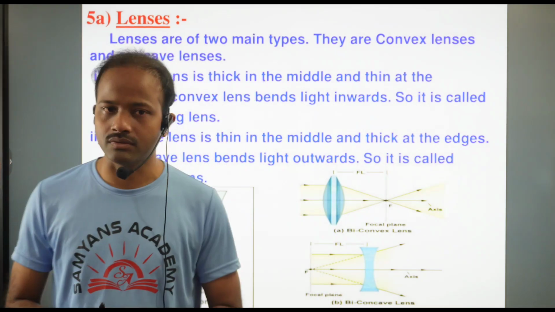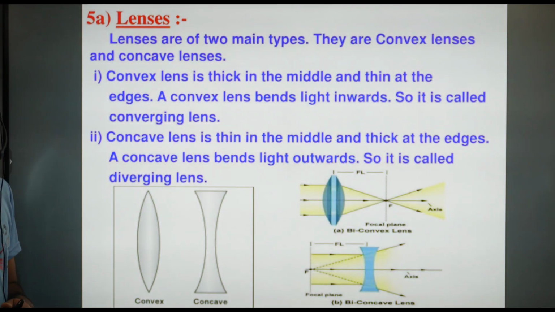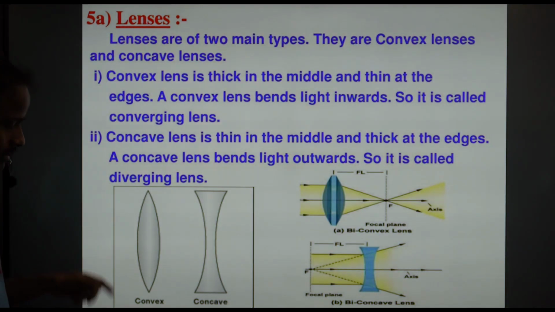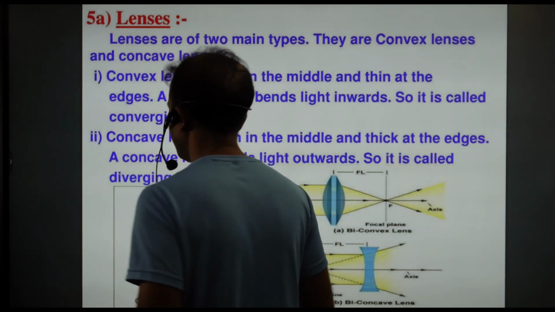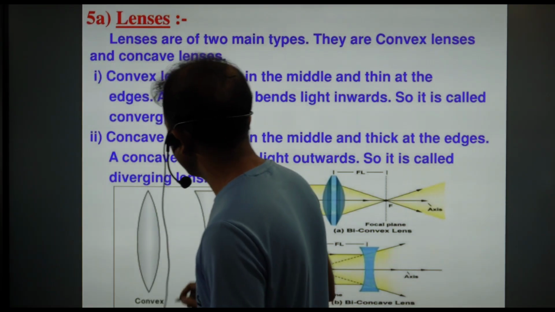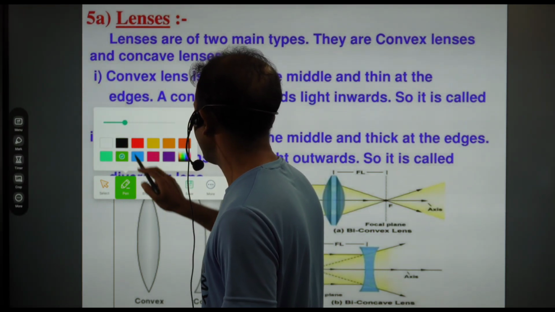Okay, and right. So how many types of lenses are there? Two types. What are those? Convex lens and concave lens. A convex lens is thick at the middle and thin at the corners. Now you see here we have two types of mirror. So this is the convex lens, right? This type of mirror we call a convex mirror.